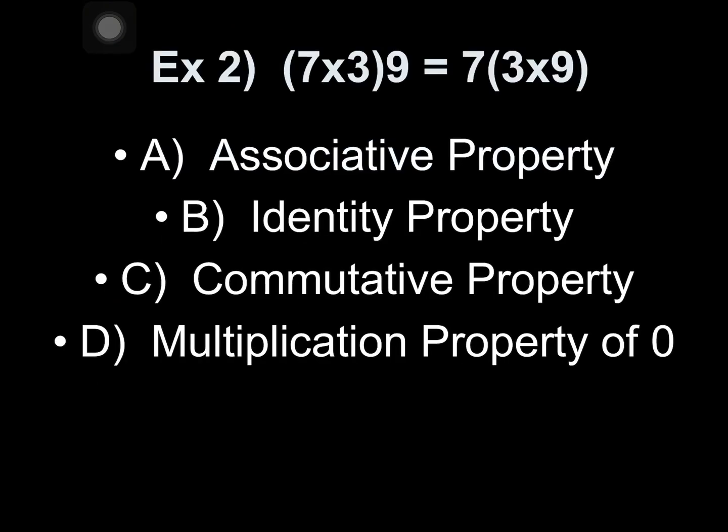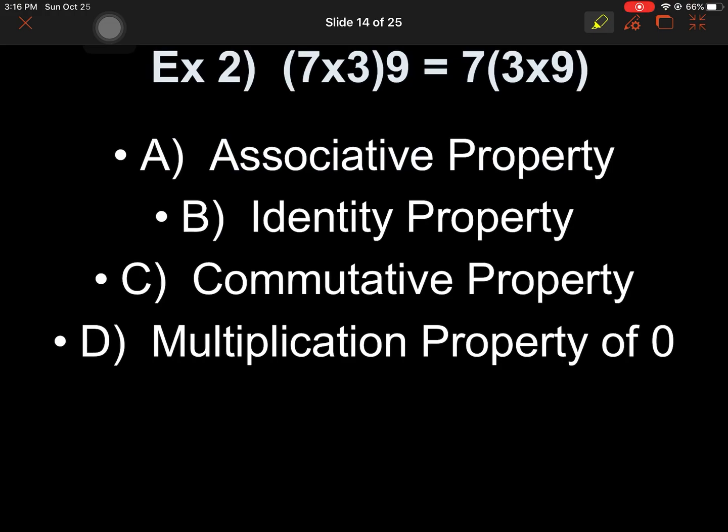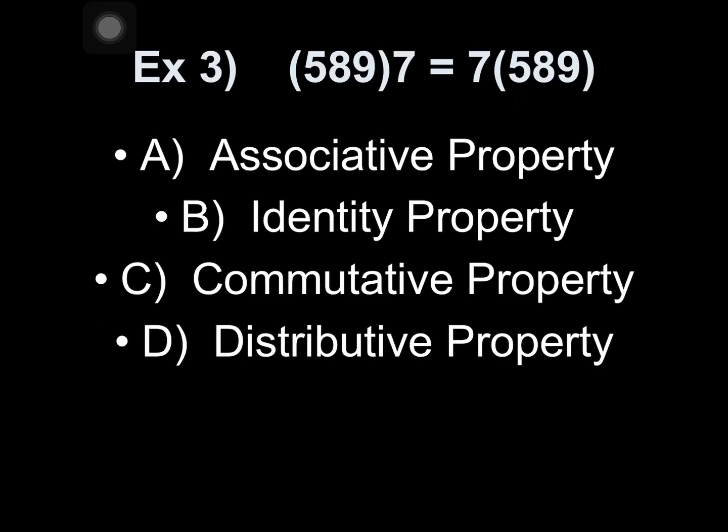The next one, as you can see, whenever I see parentheses, I don't automatically assume associative. What I want to look at is, one, I like to always look at order. So we have 7, 3, 9, 7, 3, 9. So you can hear that the order has not changed. What has changed is our grouping. So we have 7 times 3, and then we have 3 times 9 grouped. And so this one would be our associative property because the grouping has changed. So always check, did the order change or did the grouping change? Just because there's parentheses doesn't mean that it's automatically going to be associative.